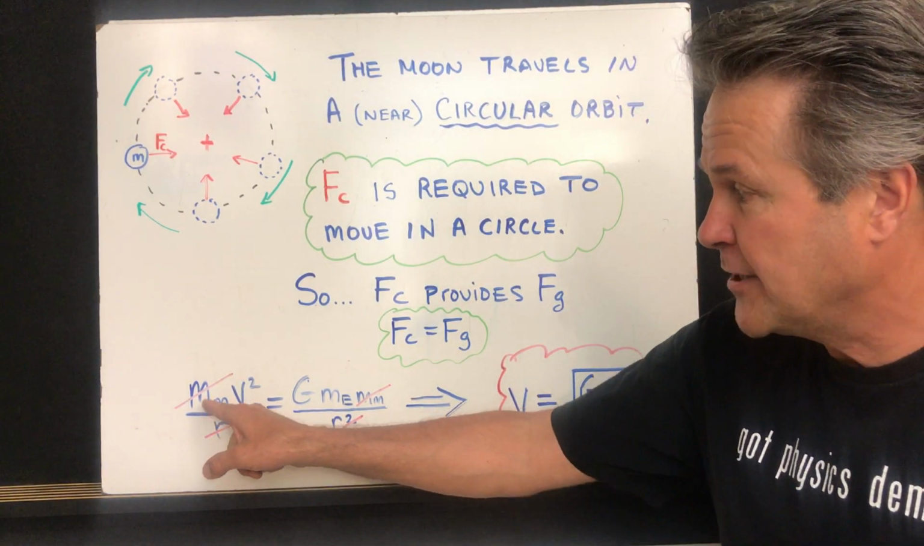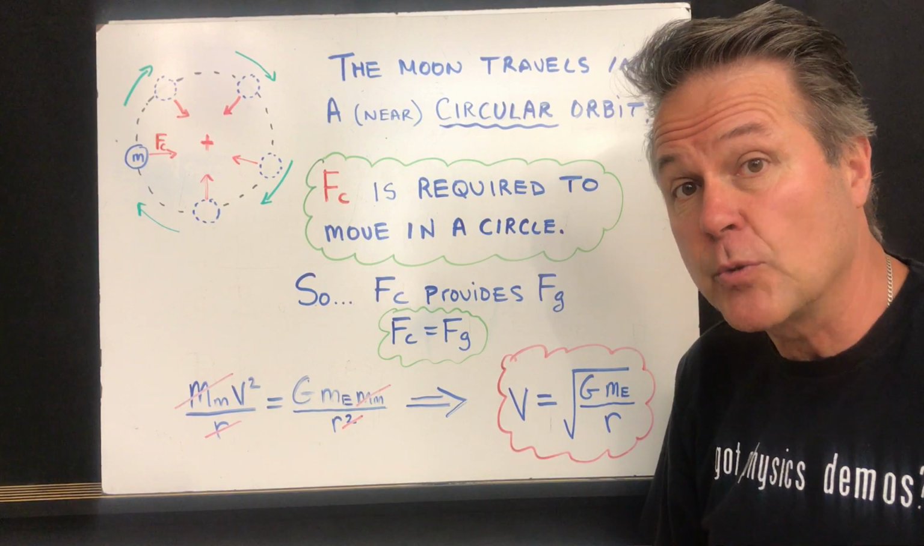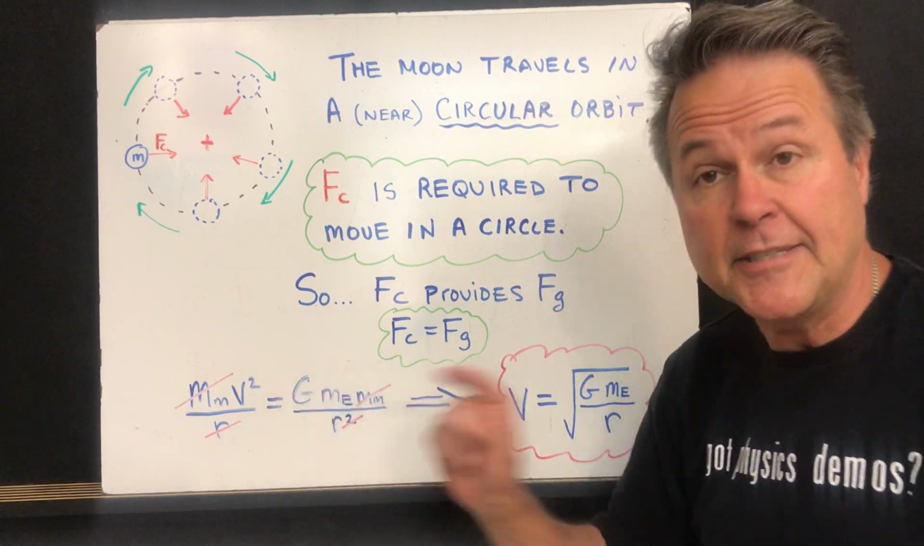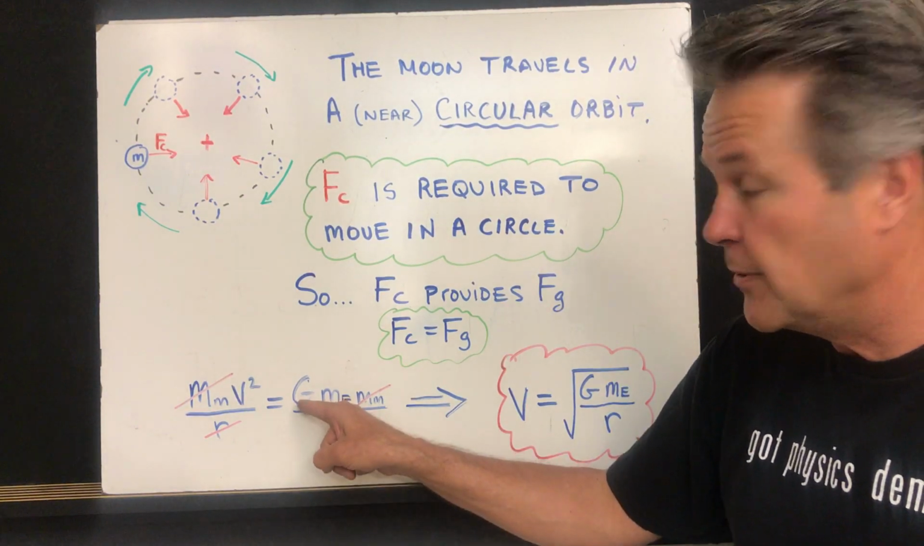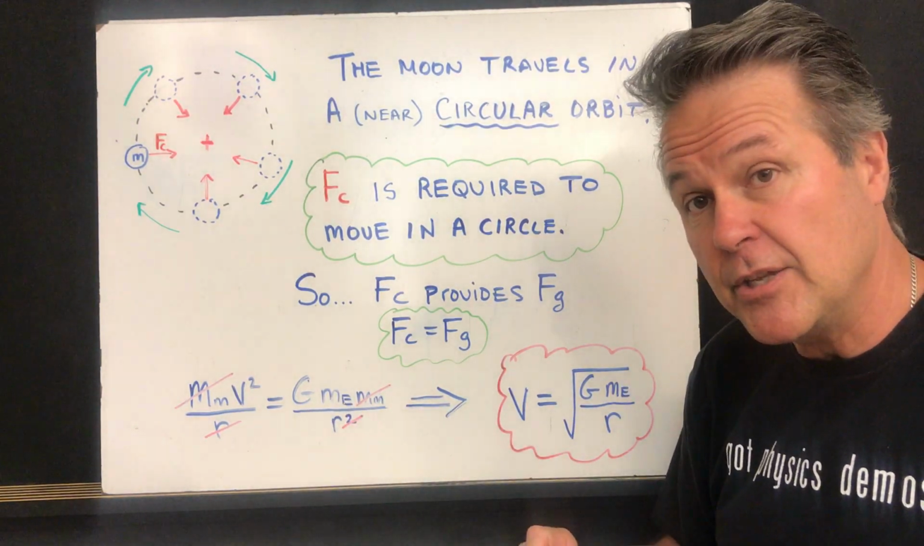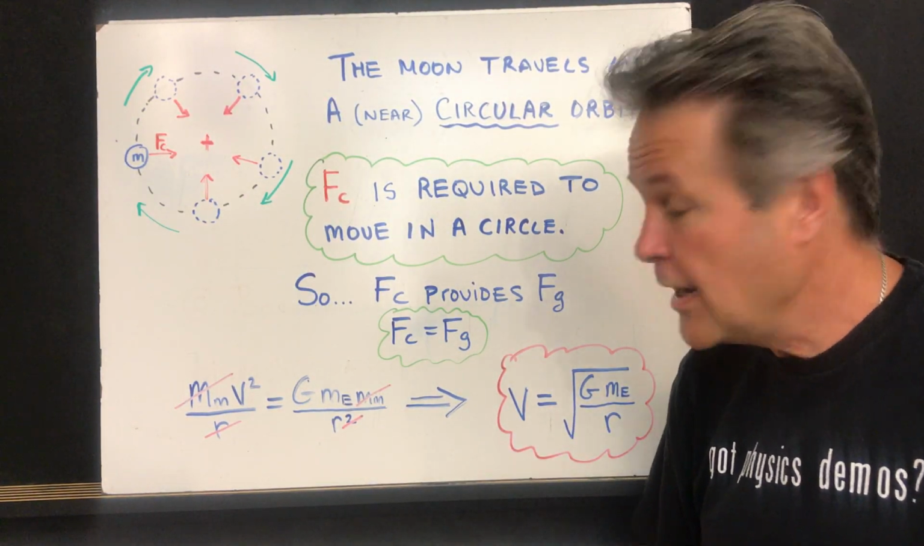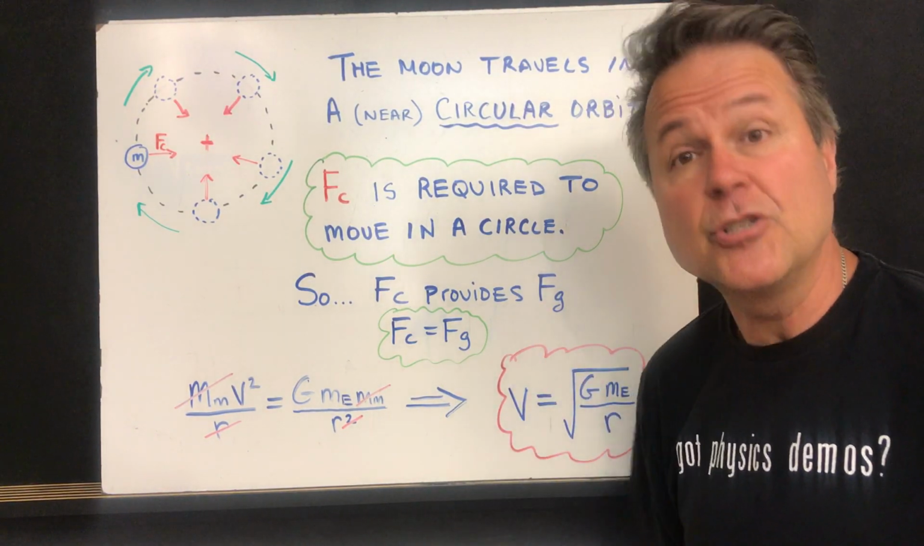So the mass of the moon times its velocity squared divided by the distance between the centers of the moon and the Earth is equal to big G times the mass of the Earth times the mass of the moon divided by that distance squared.